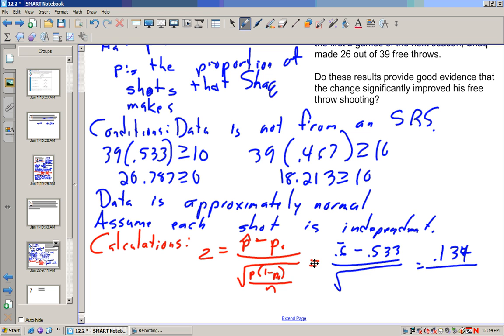Now this denominator is going to be the square root of 0.533 times 0.467 over n, which is 39. So 0.533 times 0.467, divide that by 39 and square root that answer. This is 0.0799. So 0.134 divided by that previous answer, I get a z-score of 1.677.